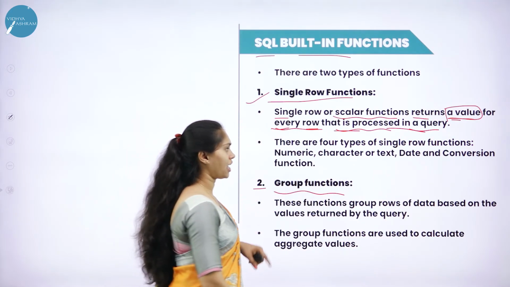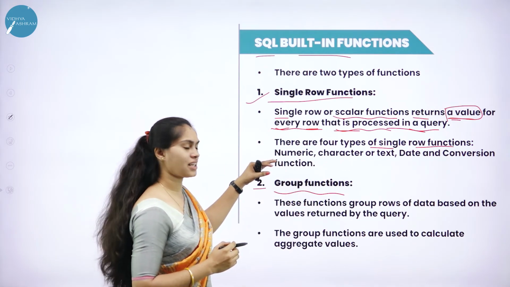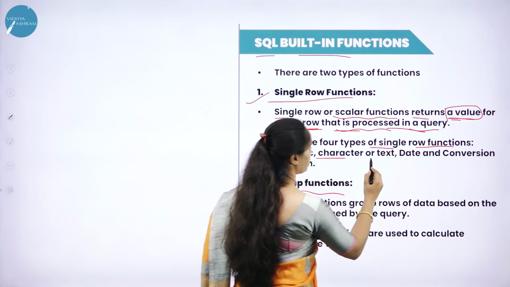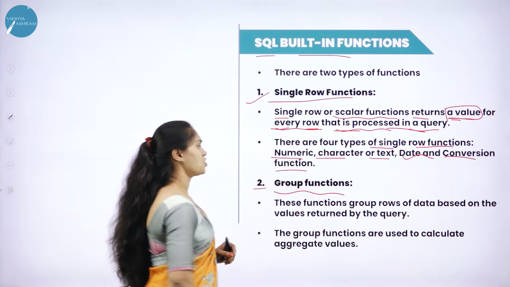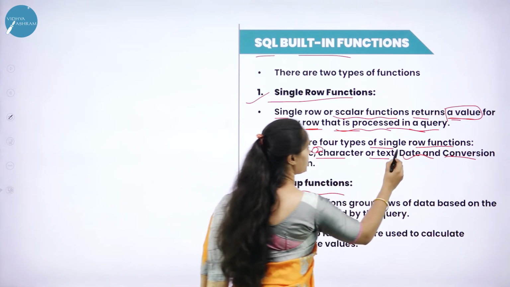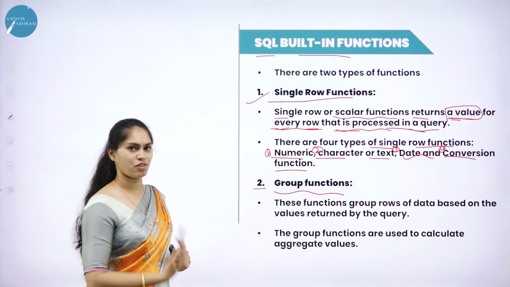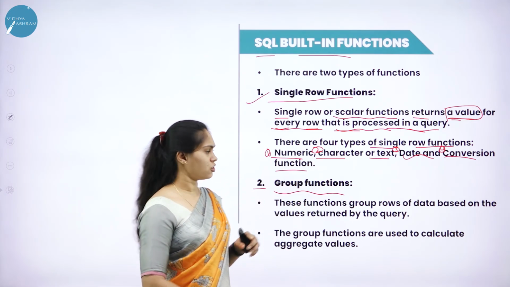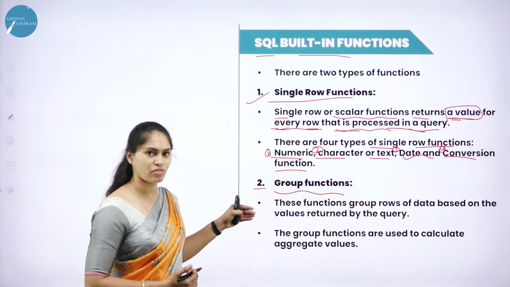There are four types of single row functions. What are the functions that come under a single row function? They can be numeric functions, character or text functions, date functions, and then we have conversion functions. If I want to convert uppercase to lowercase, or lowercase to uppercase, that kind of conversion will come under the conversion function.